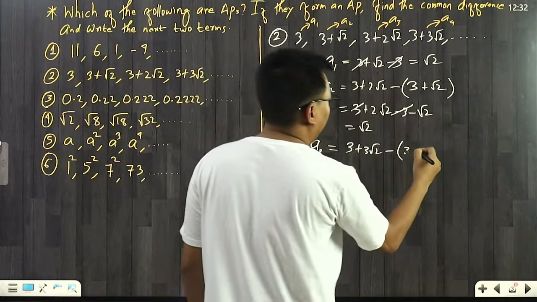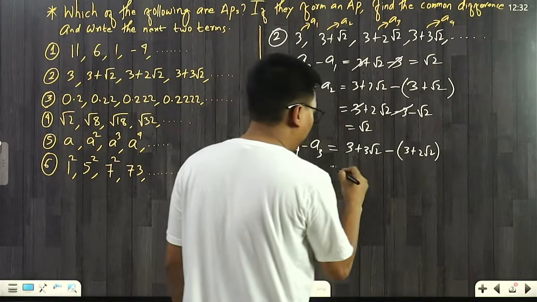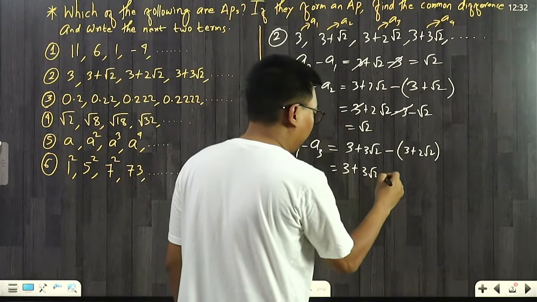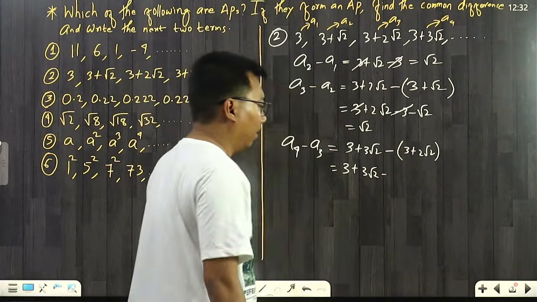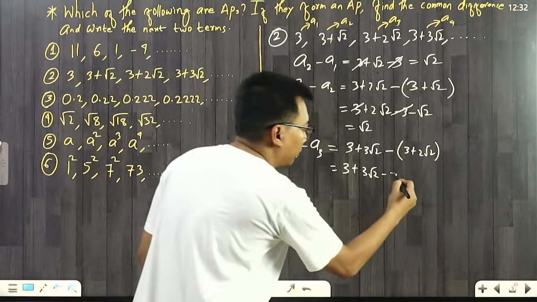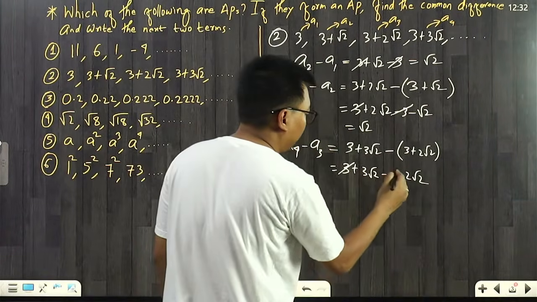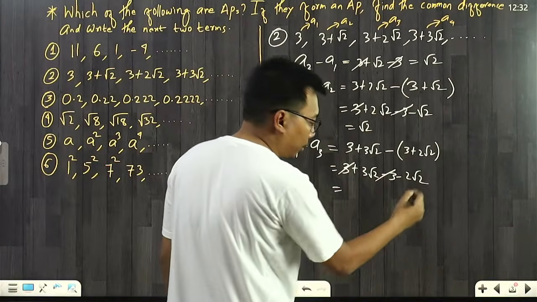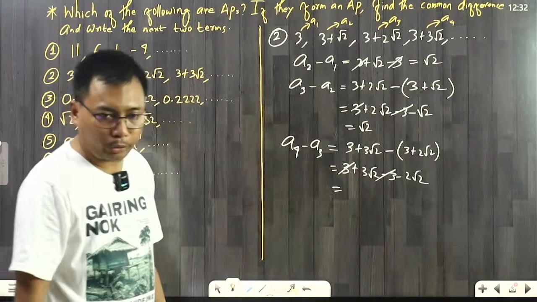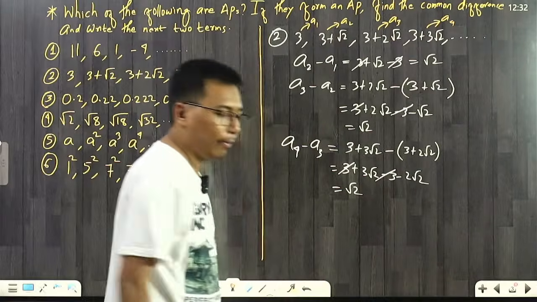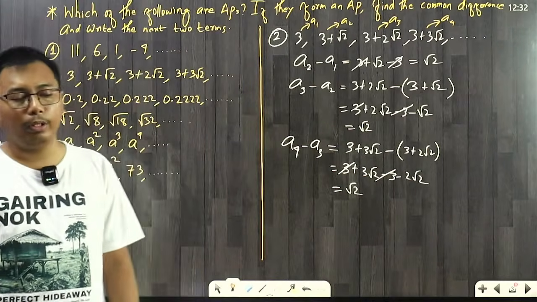A3 is this, 3 plus 2 root 2. We have to put brackets. Remember, whenever we use minus, so minus 3, minus 2 root 2, 3 and minus 3 will cancel each other. We have 3 root 2 minus 2 root 2. How much is 3 root 2 minus 2 root 2? Root 2, right? It will be root 2.